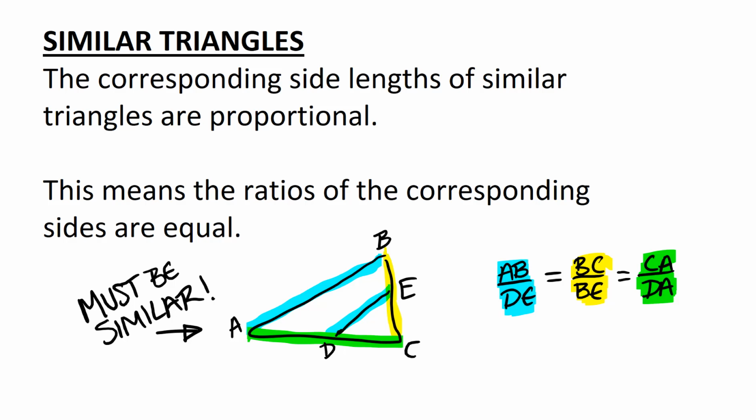To review, the way that we can solve these is because we know that they're similar triangles. They must be similar triangles. And if they are similar triangles, then the corresponding side lengths of the similar triangles are proportional, which means the ratio of the corresponding sides are equal.